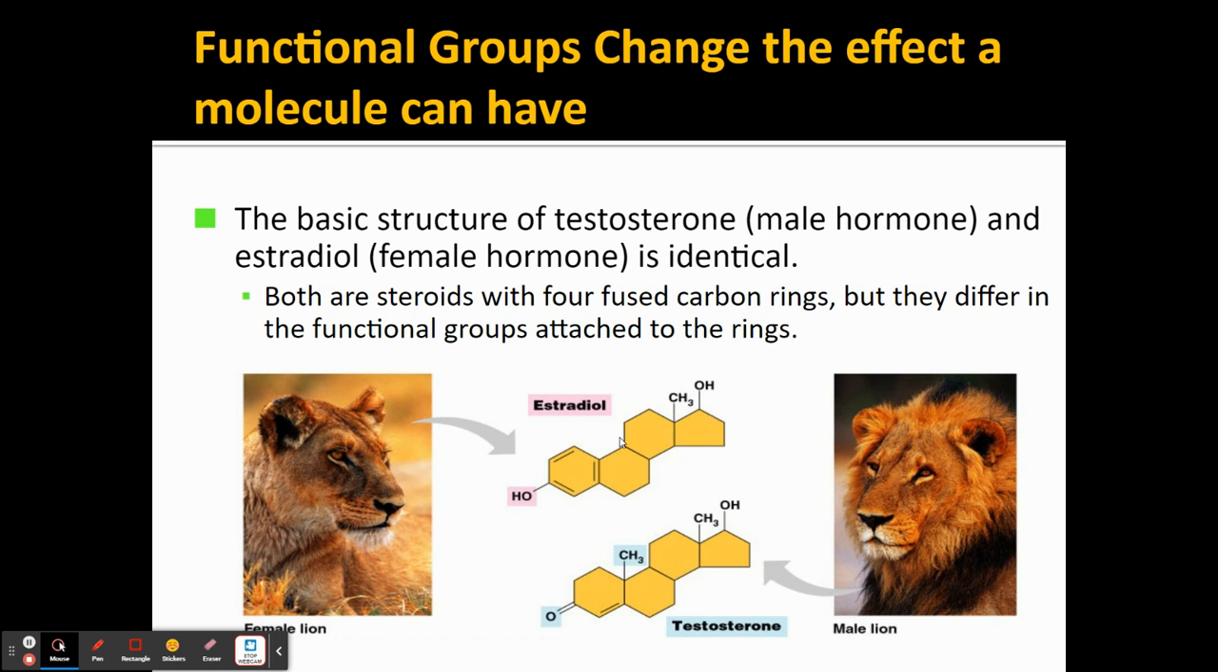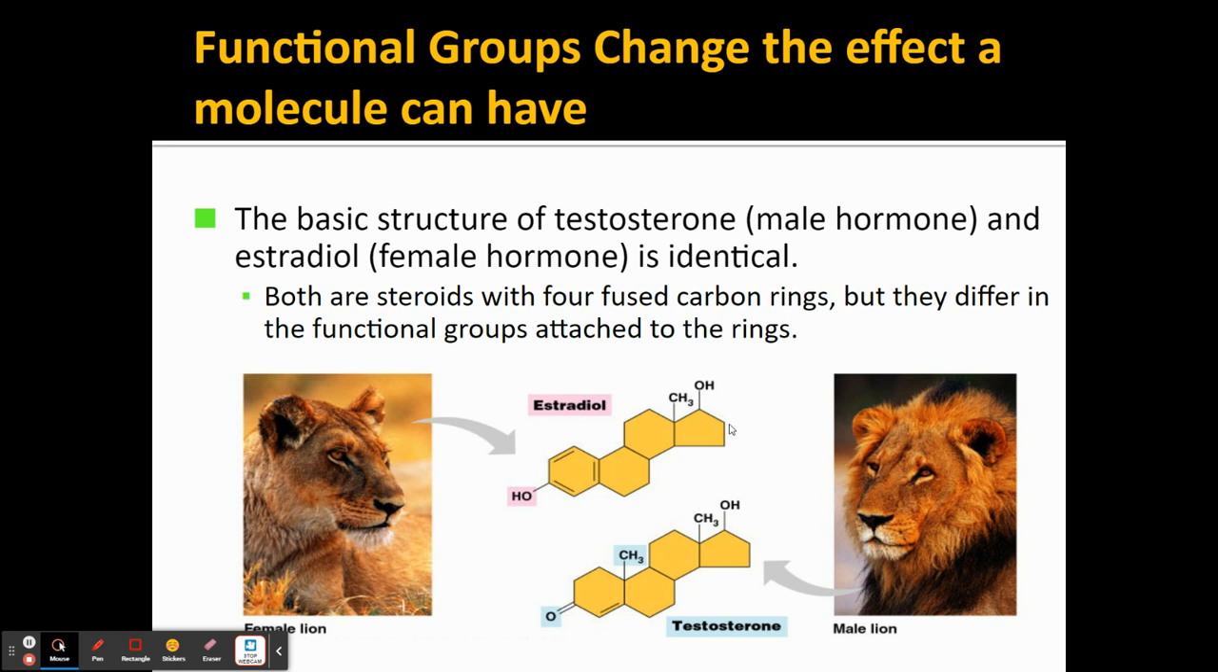Here we see this large molecular structure. This is a steroid. This is basically estrogen, okay? And it's a steroid hormone. This is testosterone. It's another steroid hormone. You can see that the large molecular structure is basically the same shape, as are most of the steroid hormones.